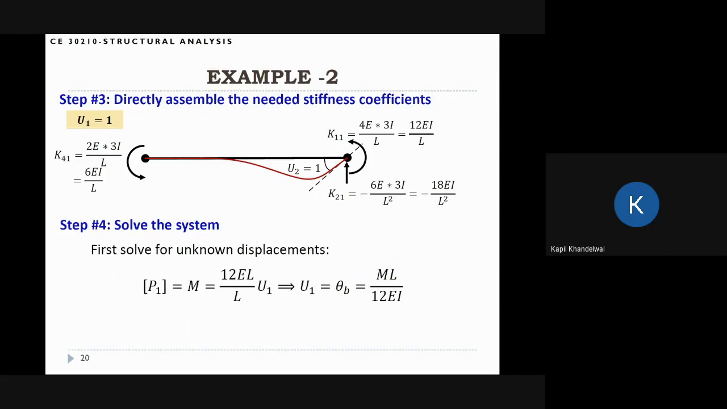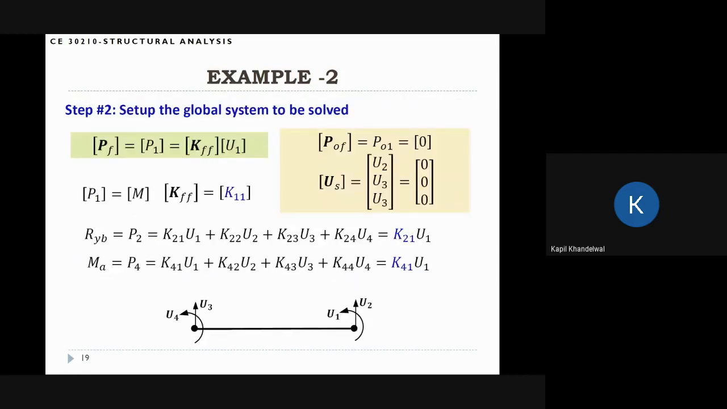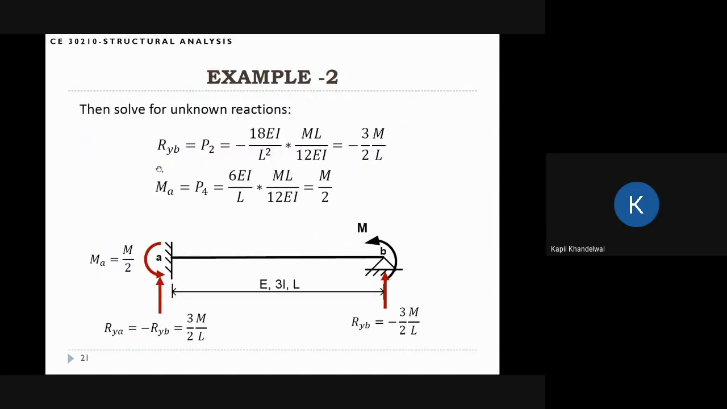After we solve the unknown displacements, we can go back and find the support reactions. For the support reactions, we just have to do simple algebra. P2 is K21 U1 and P4 is K41 U1. We are going to do this algebra in the next sheet. So this is the algebra for P2 and P4. These are the stiffness coefficients we multiplied by U1. Okay, so we do the algebra. P2 is actually minus 3 by 2 M by L, and P4 is M by 2.